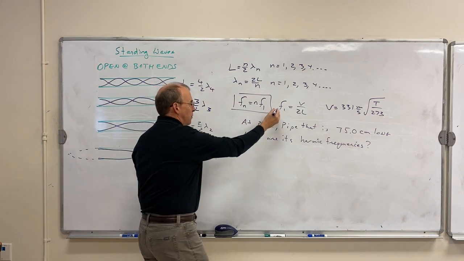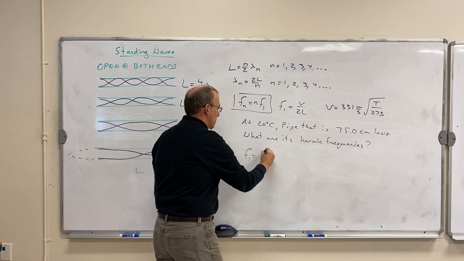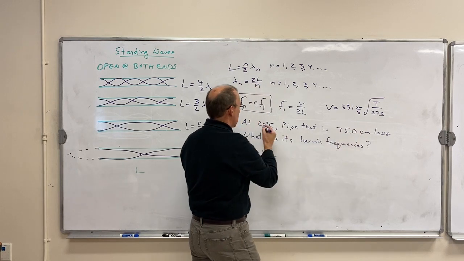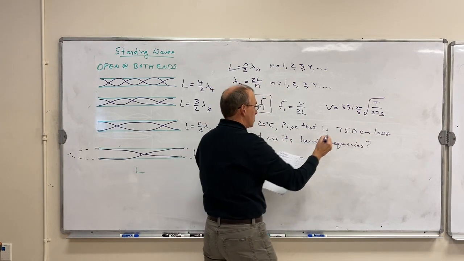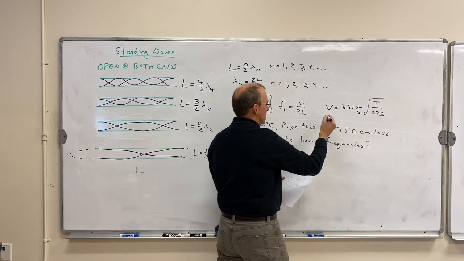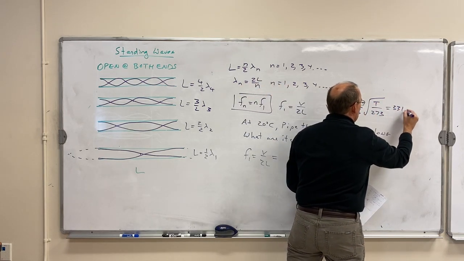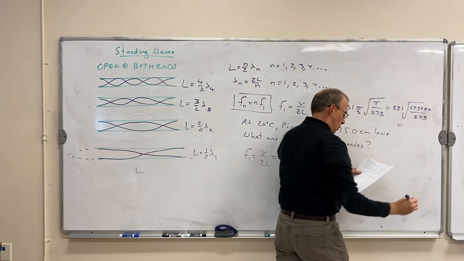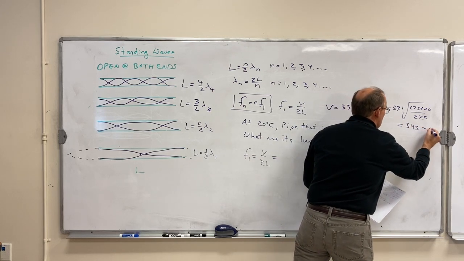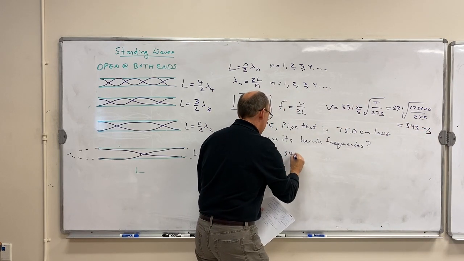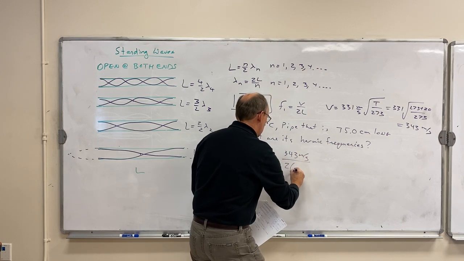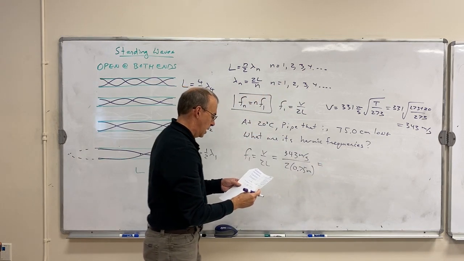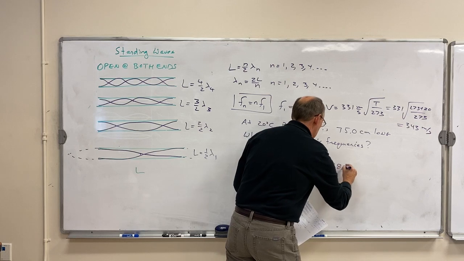Okay, we need F1. F1 is V over 2L, so we need V. You could do this, so we plug in 20 in here, so 273... V is 331 square root of (273 plus 20) over 273, and we would get 343 meters per second over 2 times 0.75. This gives me 228.7 hertz.